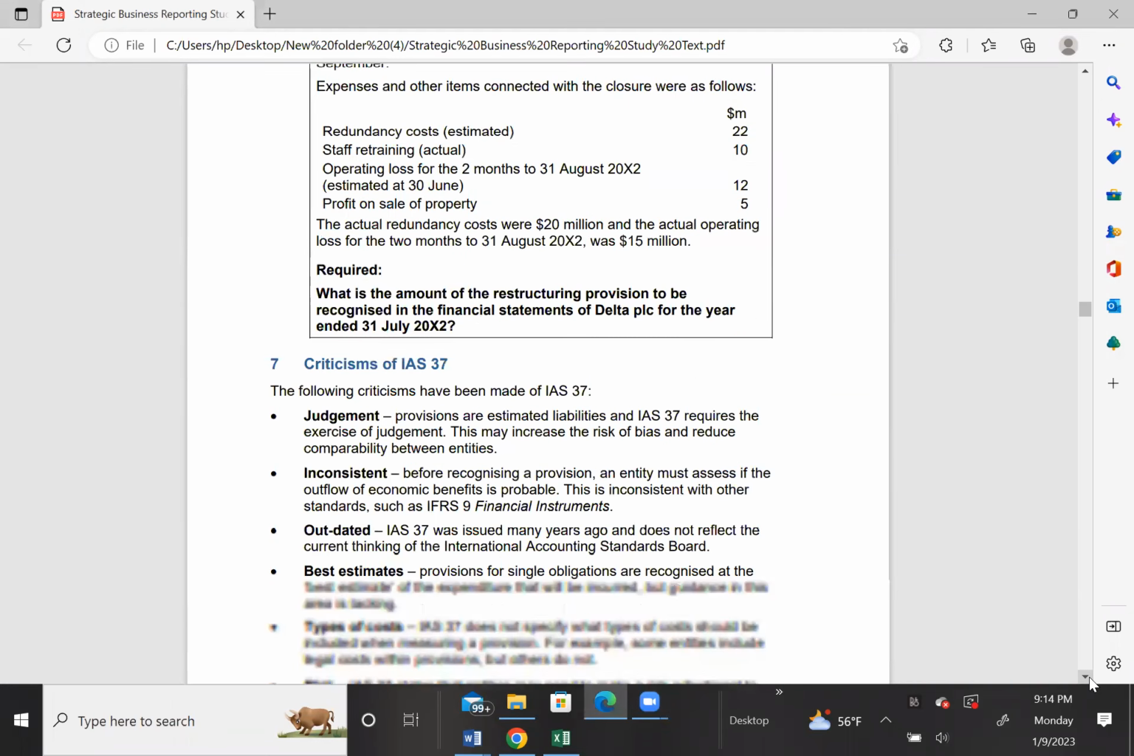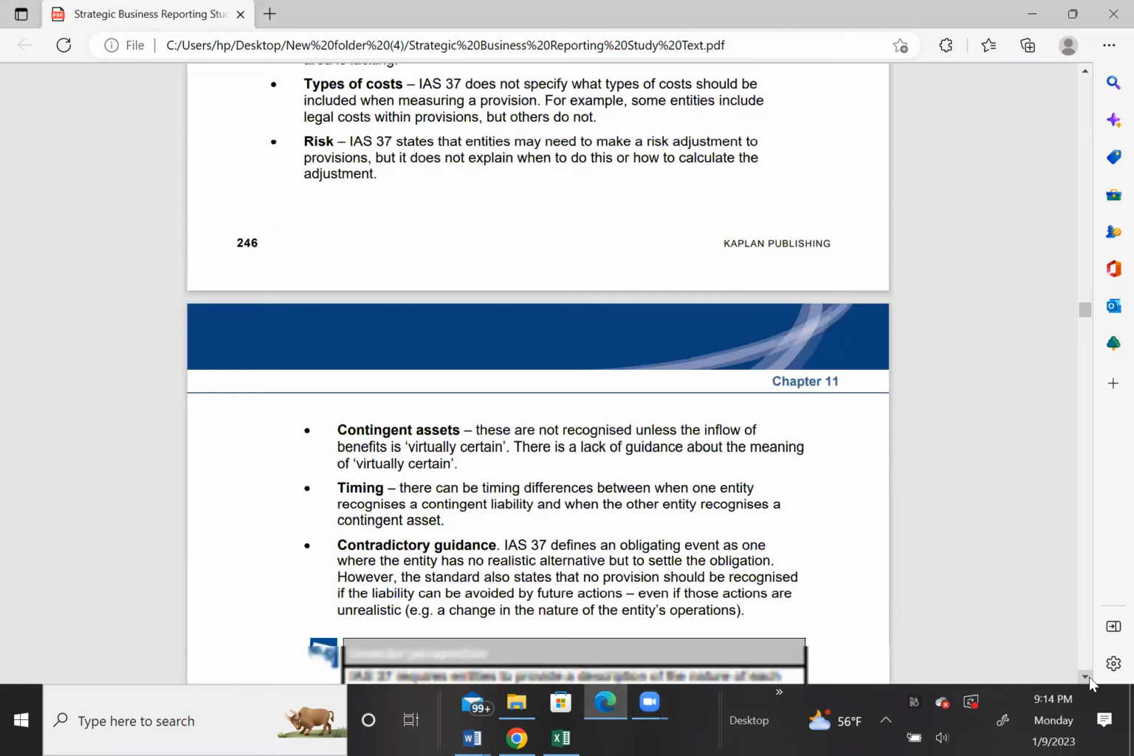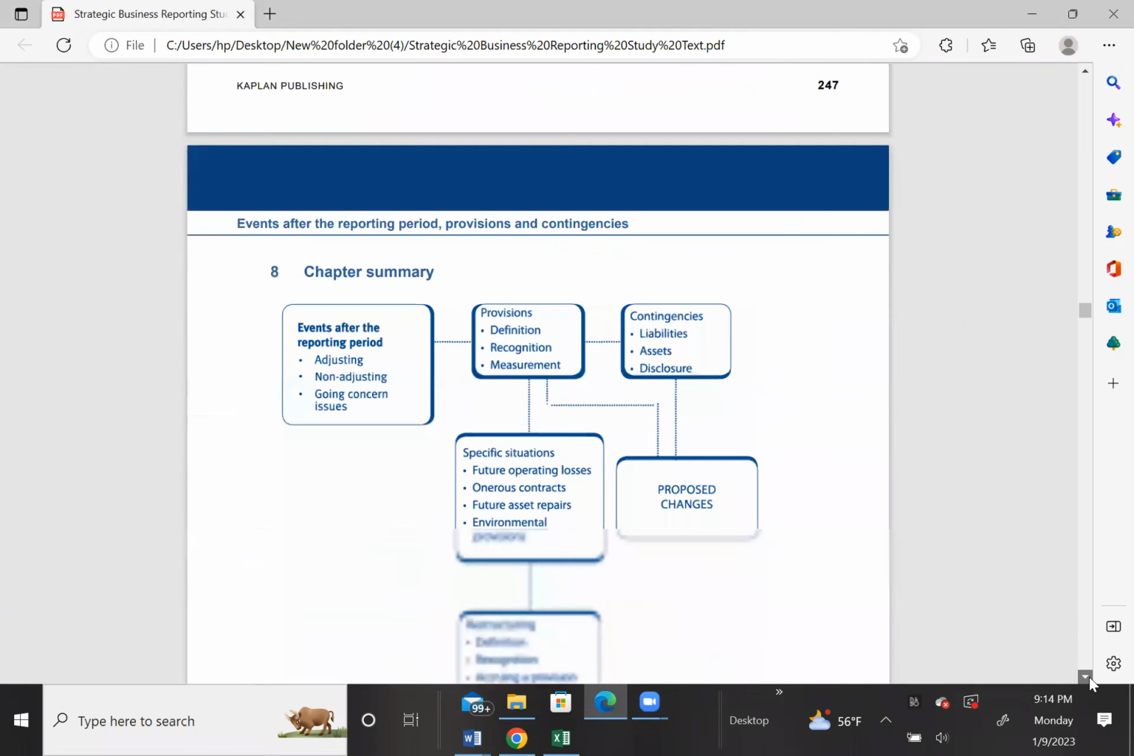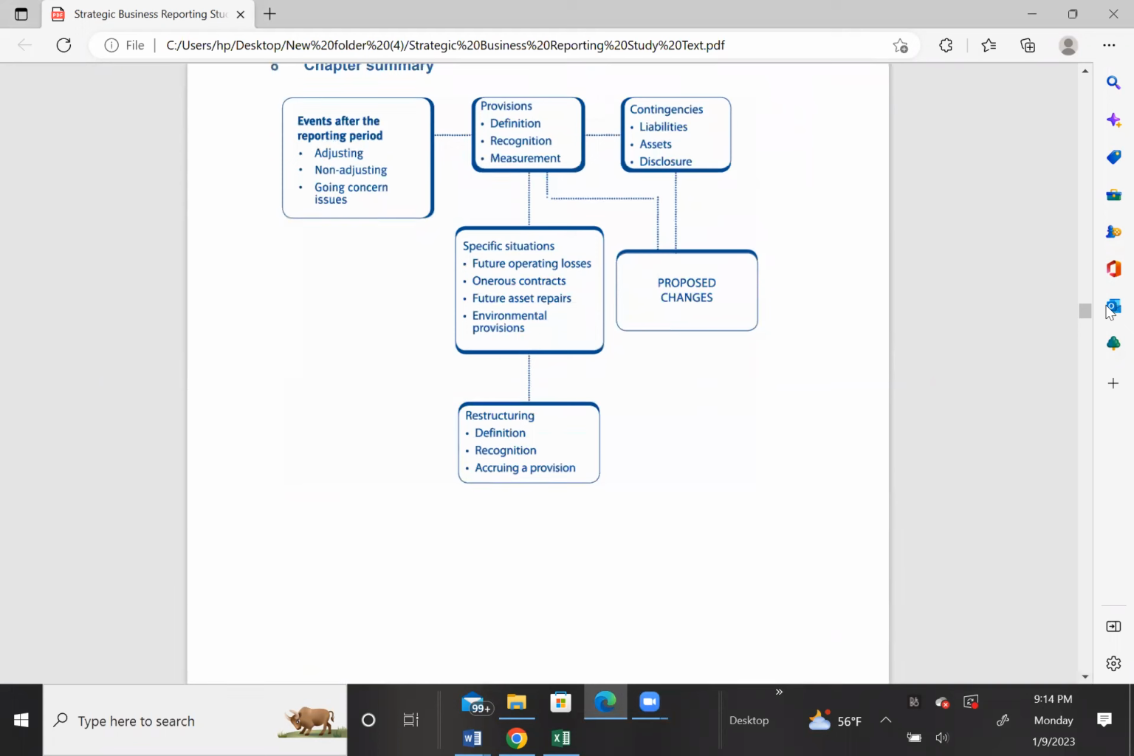Now we will move to the other topic of the day, which is IFRS 5, assets held for sale and discontinued operations. But first, we will take a break of 15 minutes, and after the break, we will resume the class. This is chapter number 11 of IAS 37, which we have done. When you get the book, kindly revise the topic from this chapter. Now we will take a break of 15 minutes.